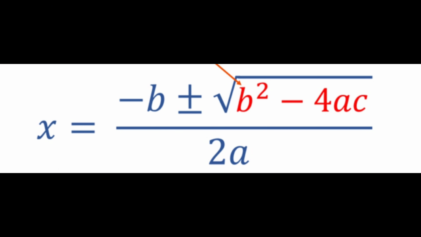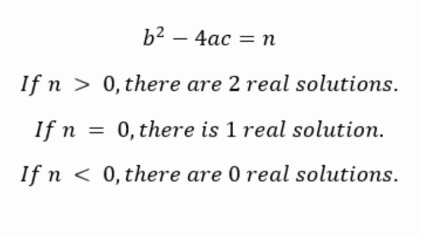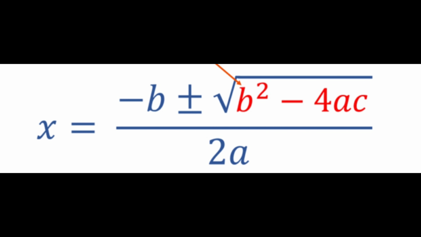Here's how it works. If b squared minus 4ac is greater than 0, then there are two real solutions. If b squared minus 4ac is equal to 0, then there's only one solution. If b squared minus 4ac is less than 0, that means that there's no real solutions, because that would mean that you have a negative under the radical.